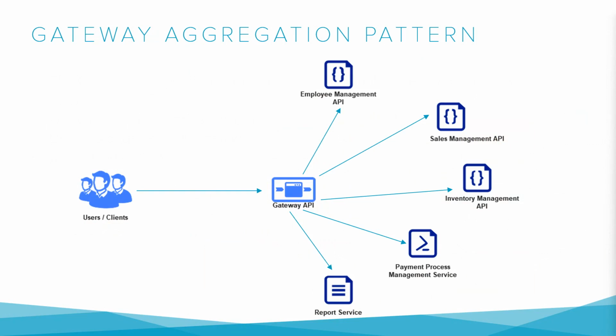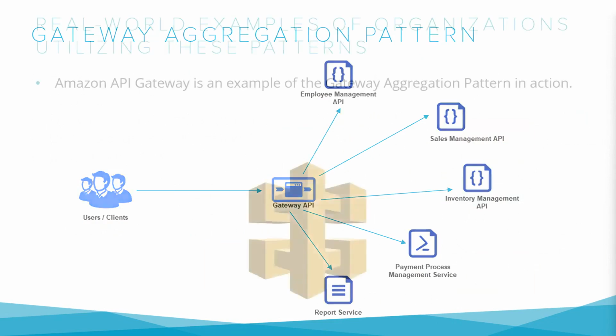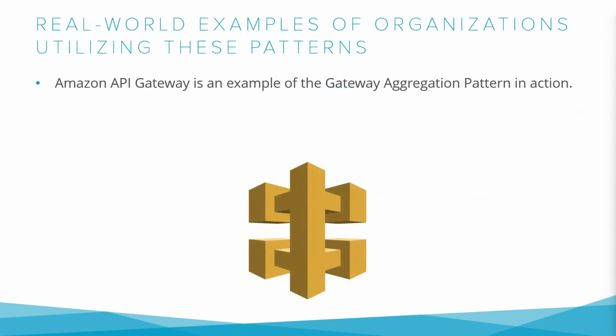Let's see who is utilizing the power of gateway aggregation in the real world. Amazon API Gateway is an example of the gateway aggregation pattern in action. It provides a unified entry point to access and aggregate multiple backend services or APIs. It offers features like request routing, authentication, caching and transformation, allowing modular services to be exposed as a single interface.